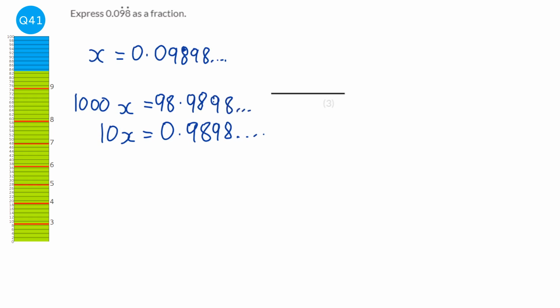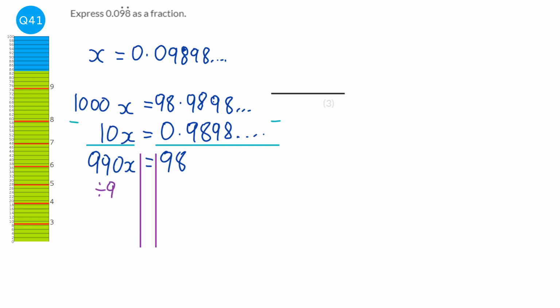And we can see here, if we subtract these now, so we subtract the left and the right hand side. On the left hand side, 1000x take away 10x would be 990x. And on the right hand side, we're actually just going to get rid of the repeating pattern, so that would just equal 98. And then we want to solve, so we're going to divide both sides by 990. And divide just means over, so we can just write it as a fraction. Now they are both even, so they will definitely divide by 2. And so we divide top and bottom by 2, and we get 49 over 495.